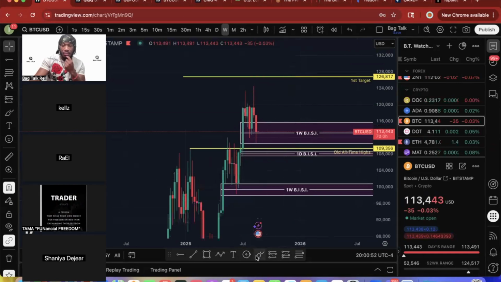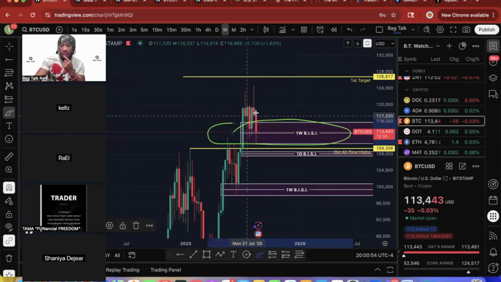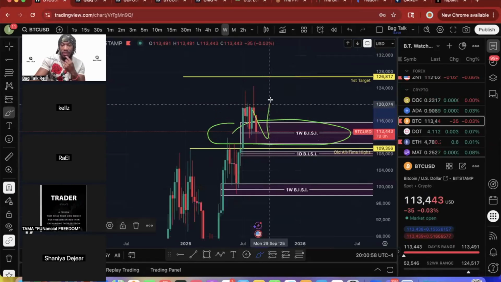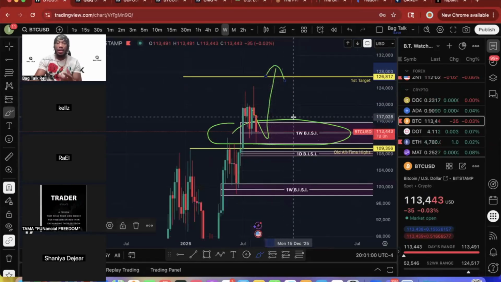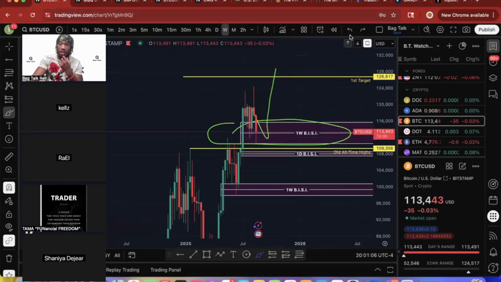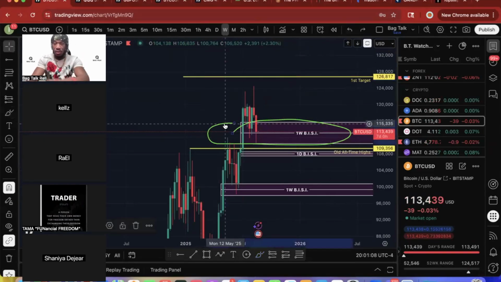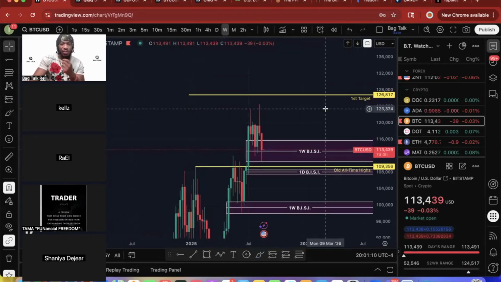So right now I am bullish. To be very clear, I am bullish because I believe the weekly bodies will respect this purple area. I'm gonna say that again. I'm bullish because I believe weekly candle bodies will respect this weekly bullish fair value gap and take us finally to our first target on Bitcoin.